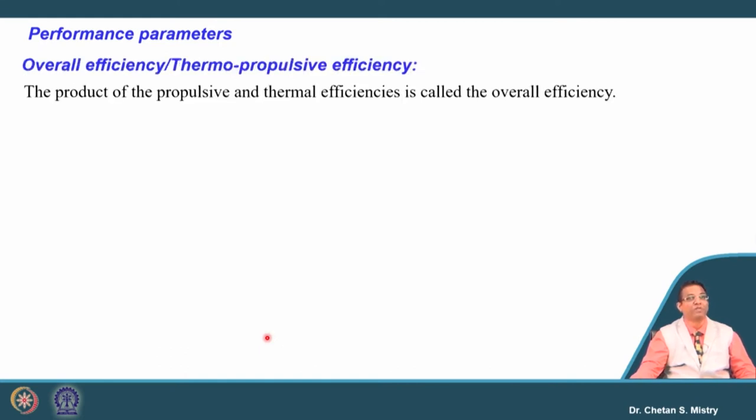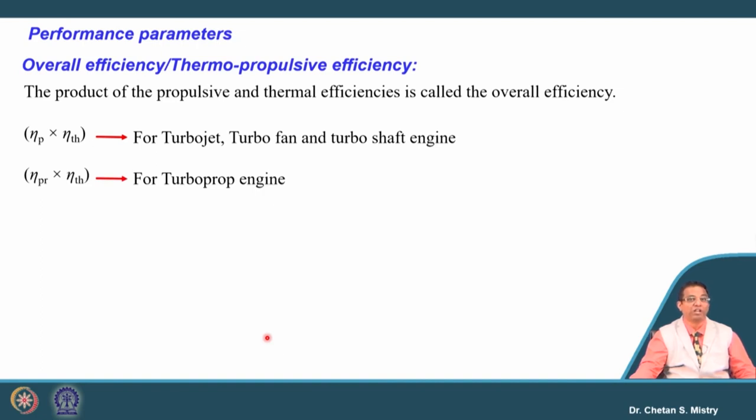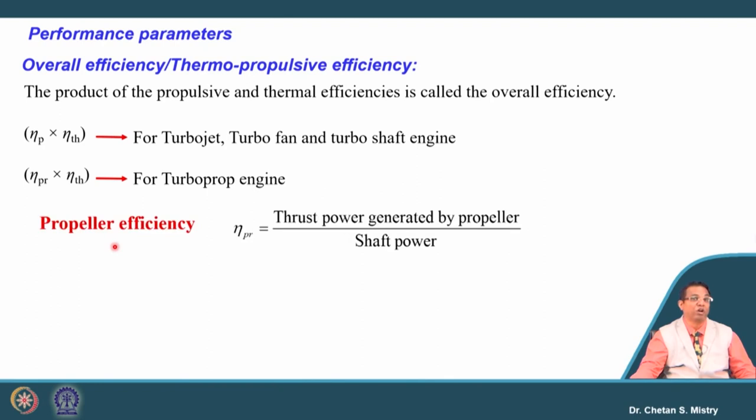The next terminology is overall efficiency, or thermopropulsive efficiency. In the very first week we discussed the overall efficiency for turbojet and turbofan engines: it is my propulsive efficiency into thermal efficiency. In open literature, the overall efficiency of the turboprop engine is calculated based on propeller efficiency and thermal efficiency. Some literature does not consider the propeller efficiency, and calculates propulsive efficiency and thermal efficiency to get the overall efficiency. So let us look at what we mean by propeller efficiency.